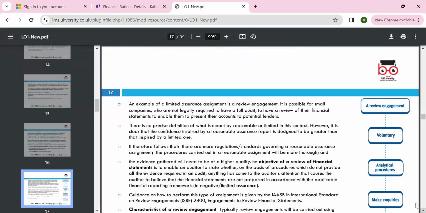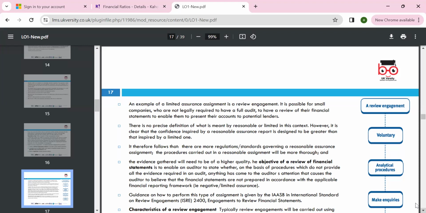possibly for small companies who are not legally required to have full audited financial statements, enabling them to present their accounts to potential lenders, and there is a precise definition of reasonable and limited. Yes, so we can look at the review engagement, voluntary, analytical procedures and inquiries. All of this is the objective of the financial statements.